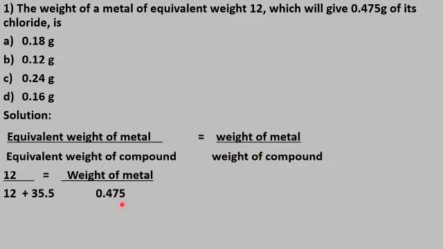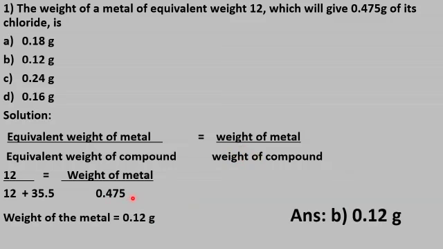Then weight of the compound is given, that is 0.475 gram. Substitute all the values, simplify. So you will get value for weight of metal. So that is equal to 0.12 gram. Hence in these options the correct one is 0.12 gram.